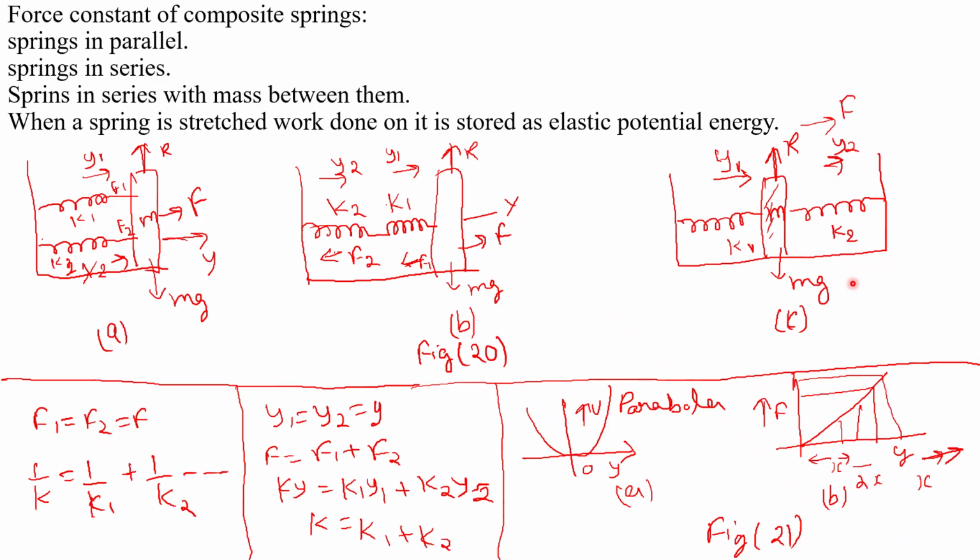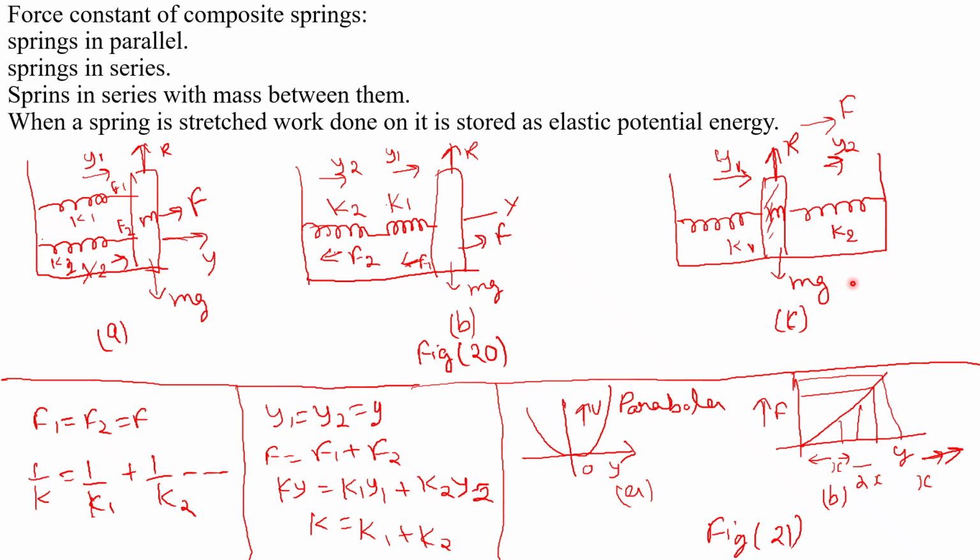When springs are in series with a mass between them, if force F stretches a spring by y, the other will be compressed by the same amount. So y1 is equal to y2 is equal to y. Now as F is equal to ky, the k's are not equal. So F1 is not equal to F2. But F is equal to F1 plus F2. So ky is equal to k1 y1 plus k2 y2. So this equation is also written as K is equal to K1 plus K2.